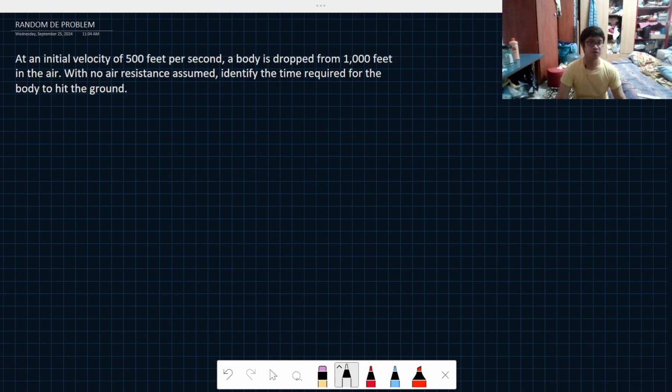At an initial velocity of 500 feet per second, a body is dropped from 1,000 feet in the air. With no air resistance assumed, identify the time required for the body to hit the ground.